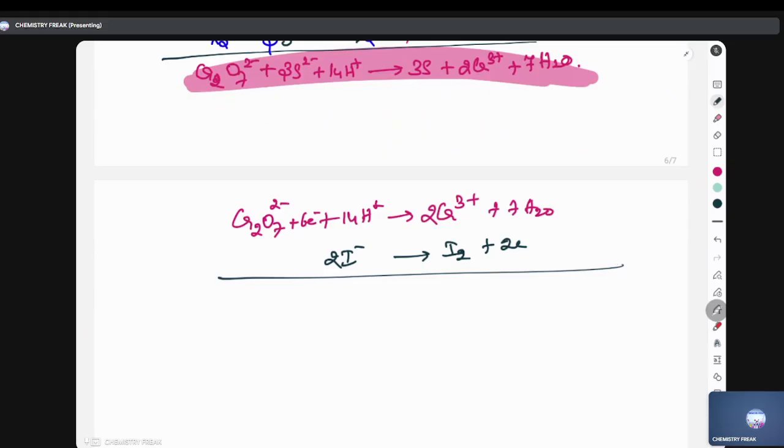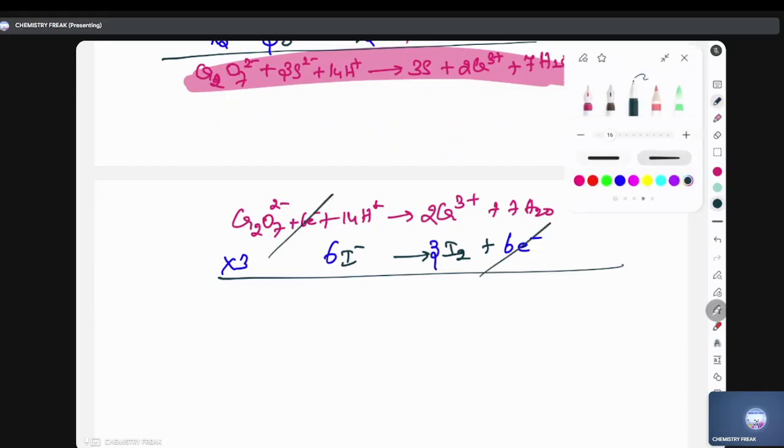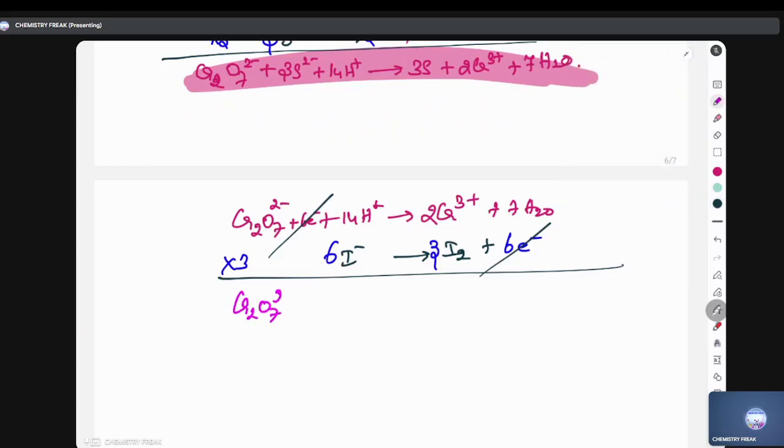When I add both reactions, the 6 electrons must be balanced, so multiply this by 3: 6 I minus gives 3 I2 plus 6 electrons. Now you add, and cancel these two. I'll get the final equation easily. What is the final equation? Cr2O7 2 minus plus 6 I minus plus 14 H plus gives 2 chromium 3 plus plus 7 water molecules plus 3 iodine. This is the final answer. Clear for everybody?